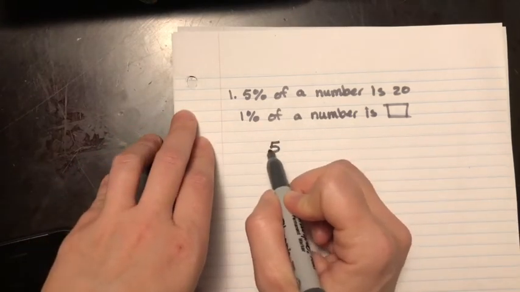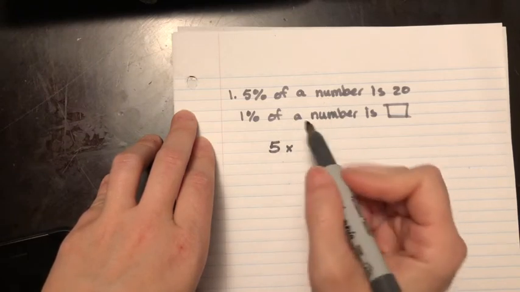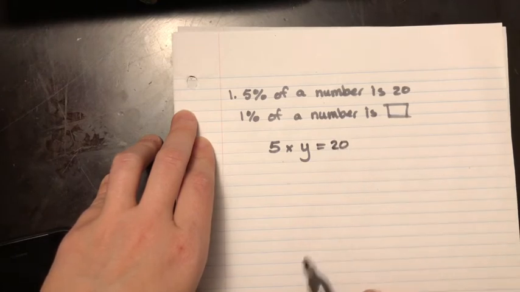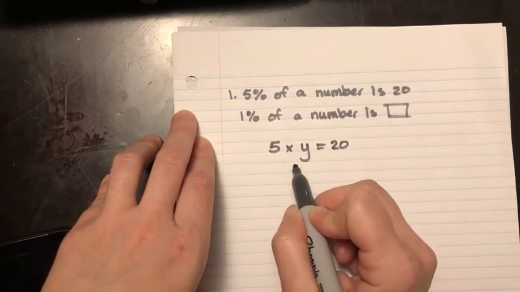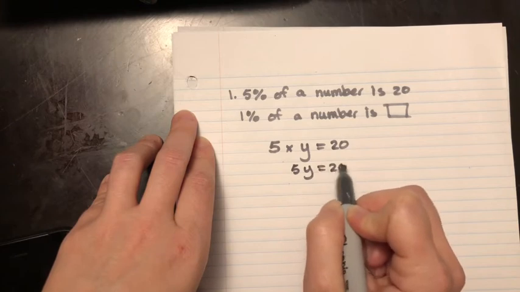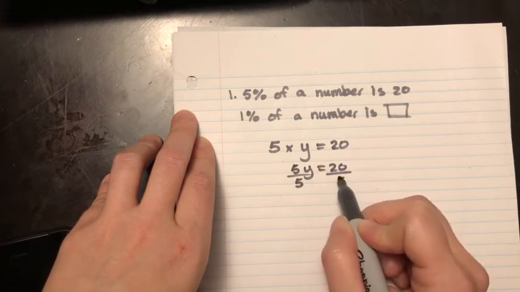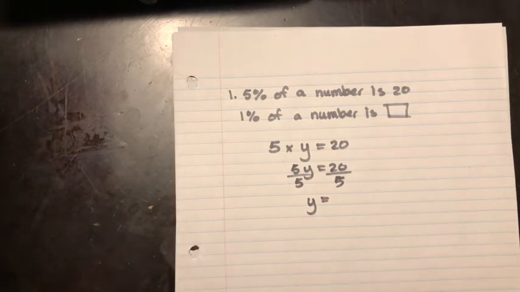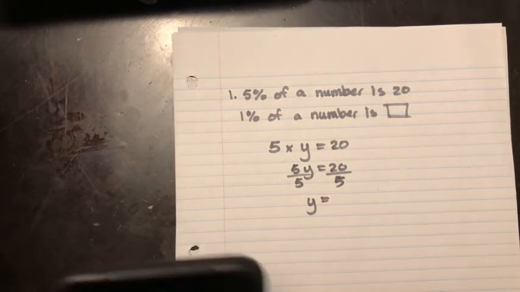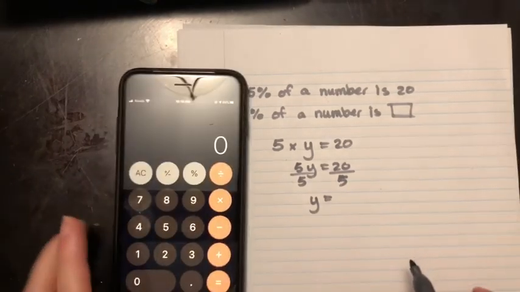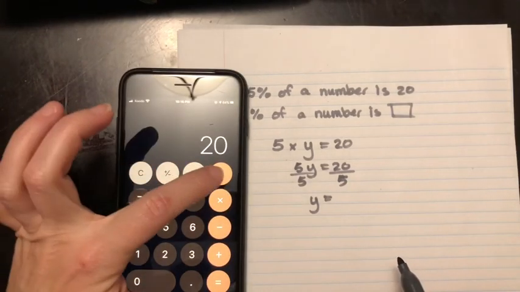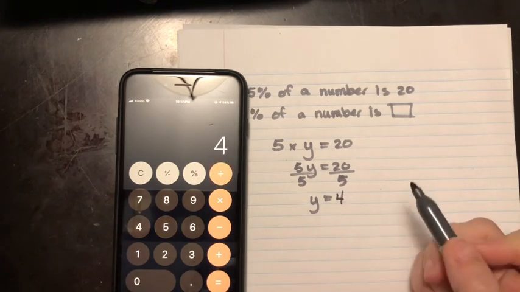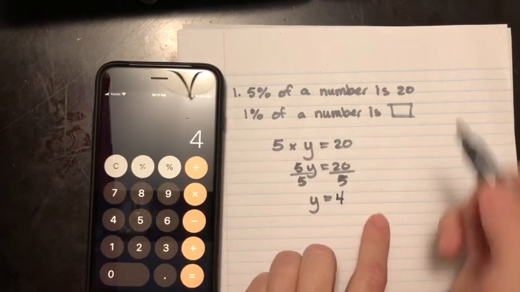So it's going to be 5. Of is multiply. A number is going to be my letter. I'm going to call it y. Is 20. So this is going to be 5y equals 20, divided by both sides by 5. And then y is going to equal, and again, I'll get my calculator out here. Don't really need it, but we'll do it anyways, just to be consistent. 20, hit my divide key, hit the 5, hit the equal sign, and the answer is 4. So 1% of the number is 4.